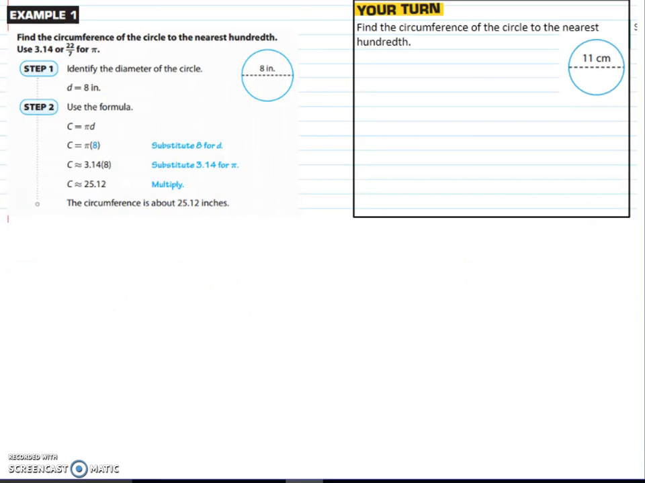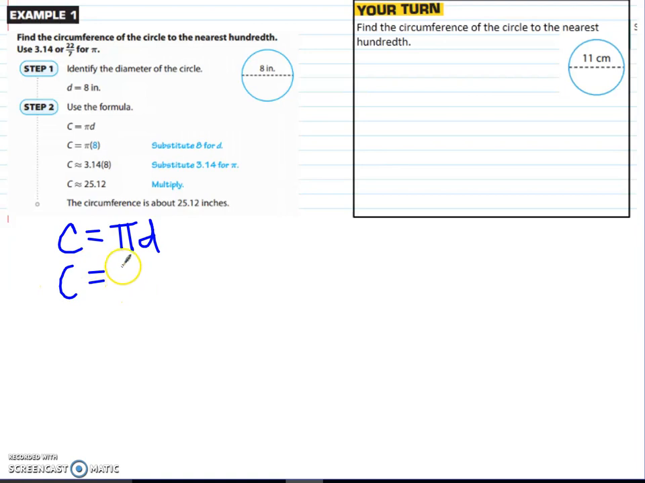So example 1, if we use the formula C equals pi d, this is the diameter, so we're using this formula. So we're going to approximate pi at 3. Well, actually, we could have two answers for this. Let me show you two different ways.